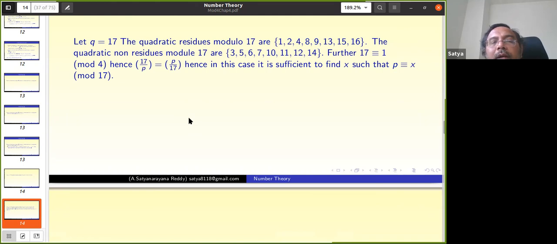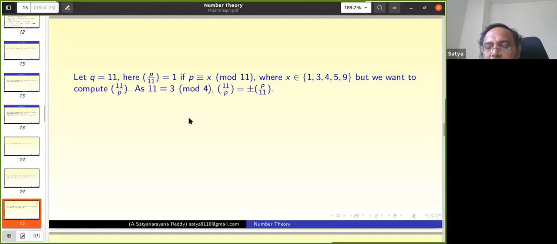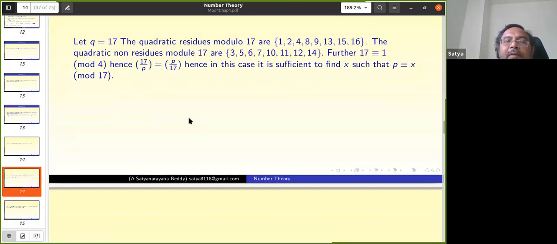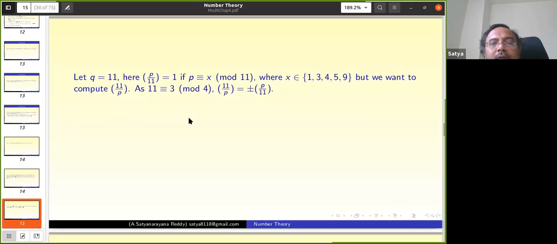Now, what do I have to check? Given a prime p, I will do modulo 17. If it is 1, 2, 4, 16, then I'm done, then it is 1, otherwise it is not. Are you following? But again, there is a problem that p is very large. So how to attack that is a later question. But the quadratic reciprocity law is helping there. Whether it is a quadratic residue or not, we just do modulo 17 and look at whether it is one of these or not, right?